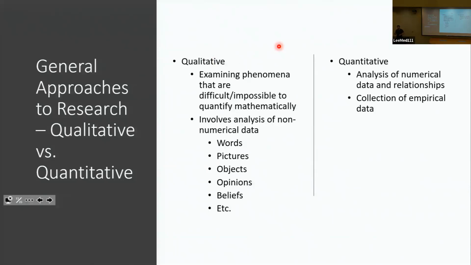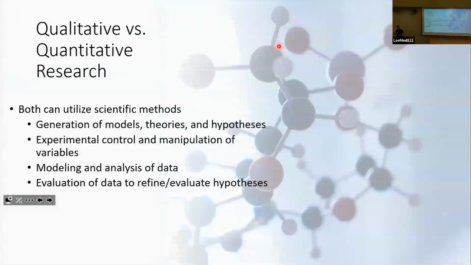Now, it's important to note that both qualitative and quantitative research can utilize the scientific method. And by that, I mean they can both result from the generation of models, theories, and hypotheses. You can have experimental control in both cases. You can manipulate variables in both cases. You can model and analyze the data, and then you can evaluate that analyzed data to refine and evaluate your hypotheses. So you can engage in the full scientific method, whether you're doing qualitative or quantitative research.